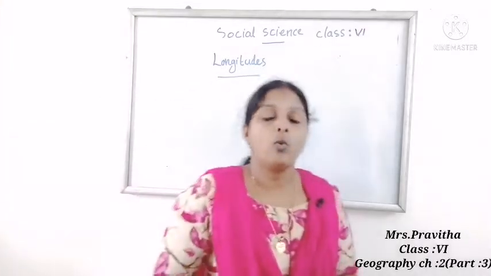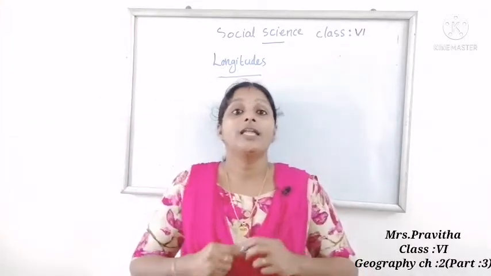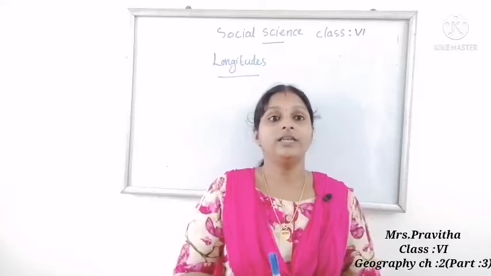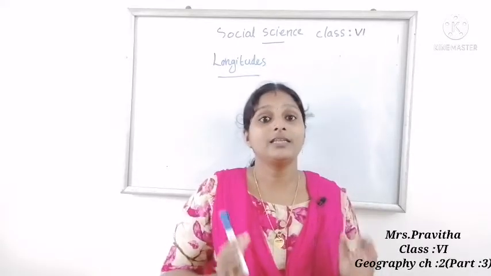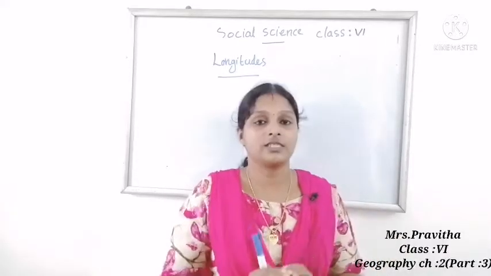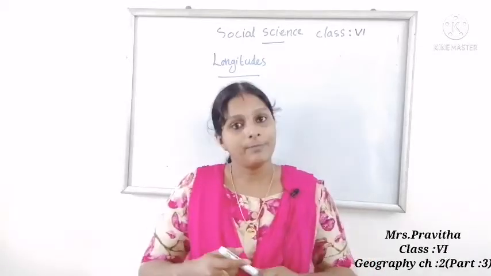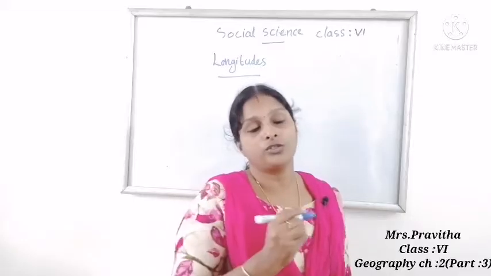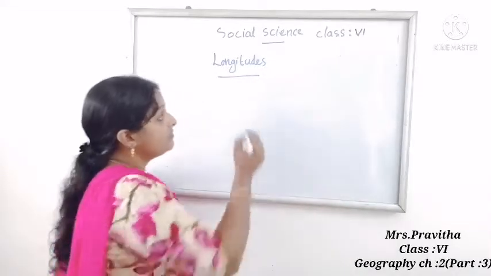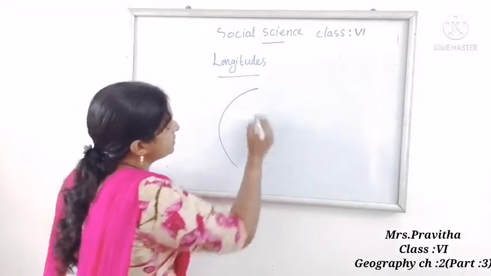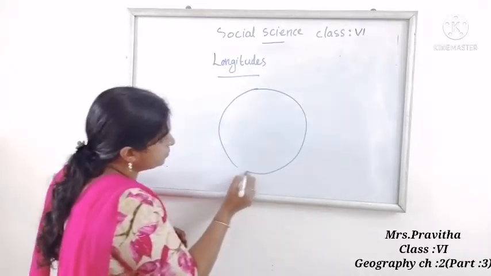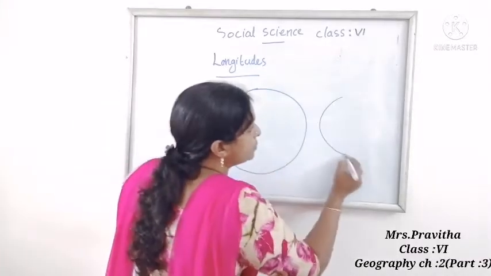Okay, so what is longitude? The angular distance between the prime meridian and any place east or west of it is called longitude. In a simple way, ma'am will tell what longitude is. Longitude is the vertical lines. So we studied about latitudes. Ma'am told you about latitudes.